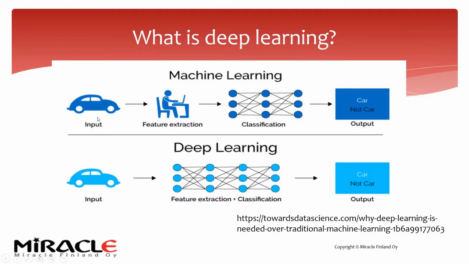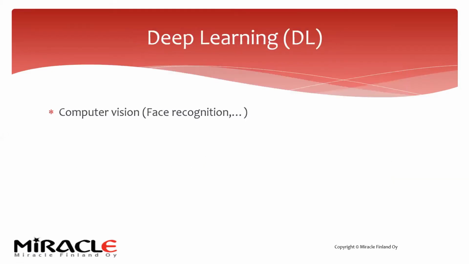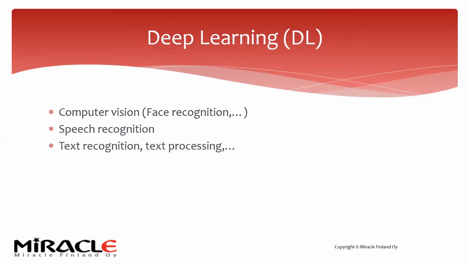So deep learning is actually doing feature extraction and classification automatically for you. So you just give the input data and you get the output data. And the machine is doing everything in the middle. So deep learning can be used for complex things like computer vision tasks like face recognition, speech recognition, text recognition or text processing, all this kind of more complex things. But of course, all these need a lot of data and a lot of resources. So it cannot be done without having a lot of power.